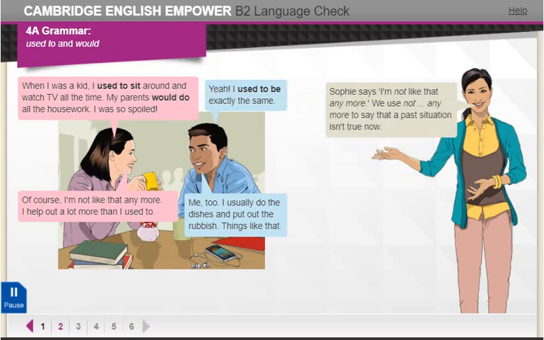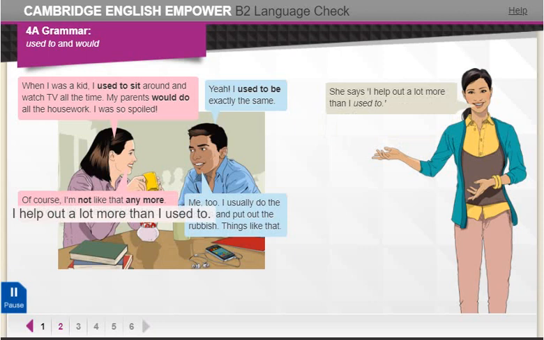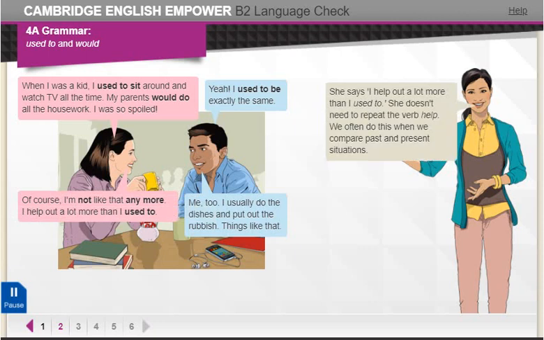Sophie says, I'm not like that anymore. We use not anymore to say that a past situation isn't true now. She says, I help out a lot more than I used to. She doesn't need to repeat the verb help. We often do this when we compare past and present situations.